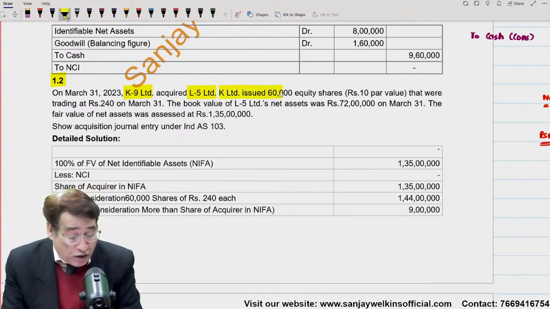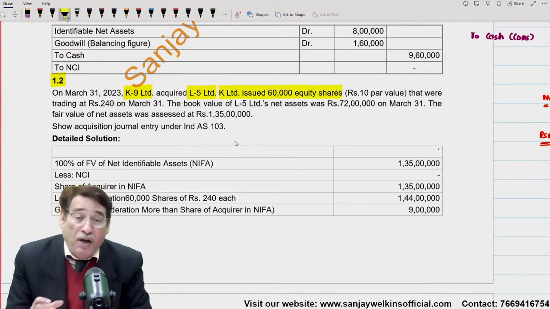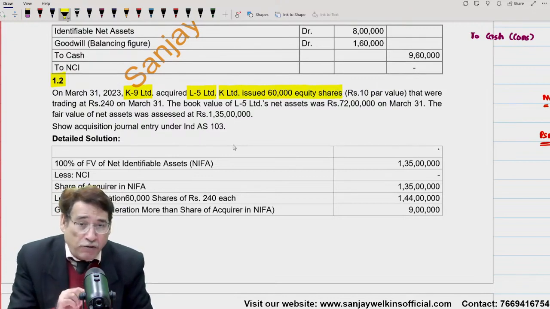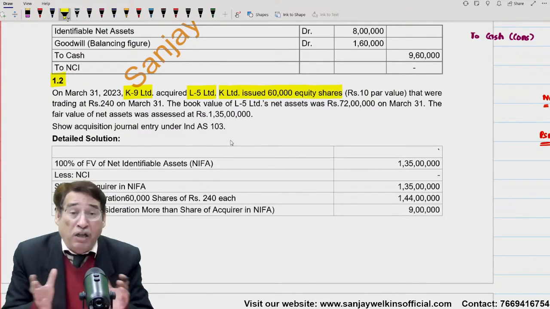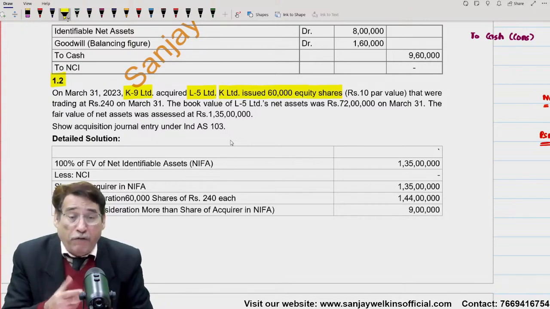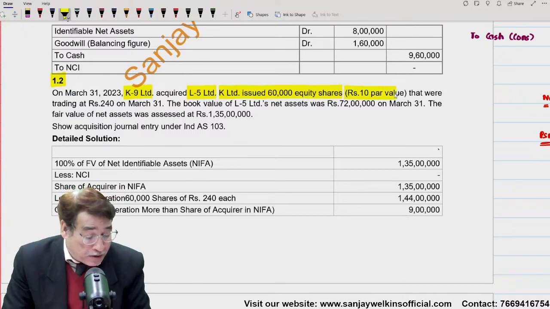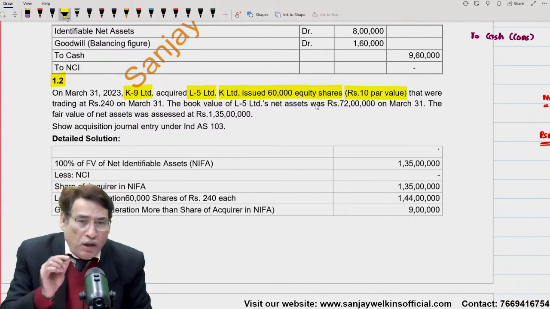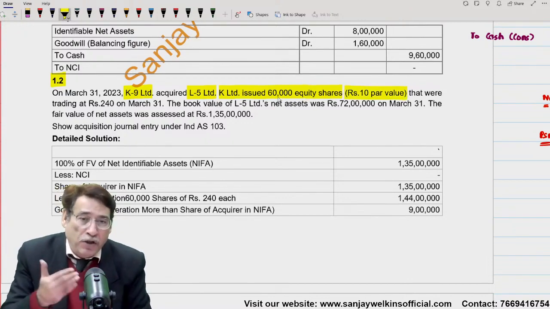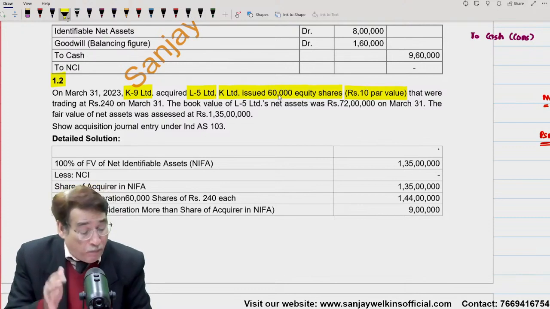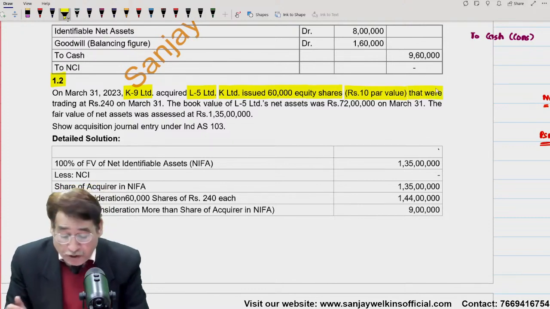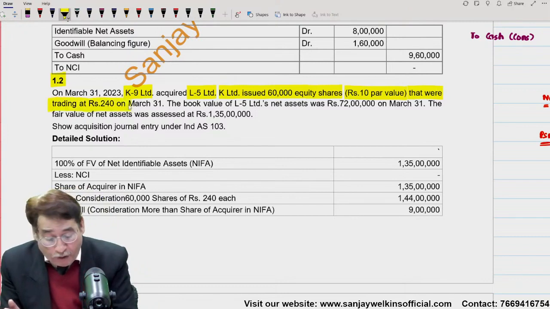K Limited issued 60,000 shares. How many shares have we issued? 60,000 shares. It means this time you are delivering the purchase consideration by way of shares. Correct? So K Limited issued 60,000 shares of ₹10 each at par value. The par value of 60,000 shares, 60,000 into 10, is 6 lakh. But that were trading in the market at 240.